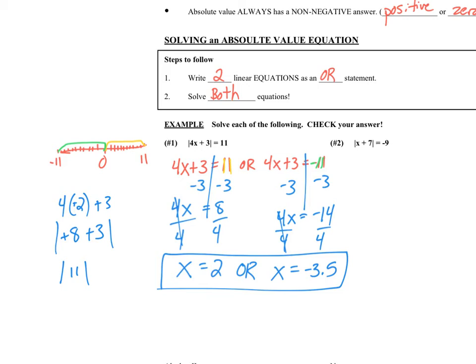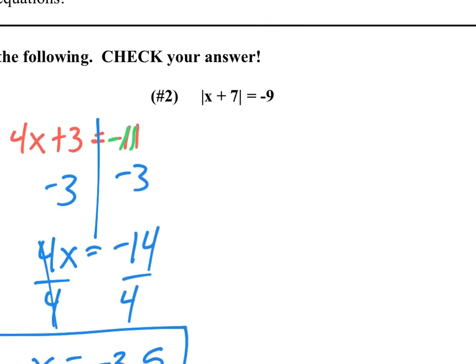The absolute value of 11 is 11. And then do the same thing for negative 3.5. You would do 4 times negative 3.5 plus 3. And 4 times negative 3.5 is negative 14. And negative 14 plus 3 is negative 11. And the absolute value of negative 11 is 11. So both of those answers will work. Okay, and this check part you would just do on your calculator.